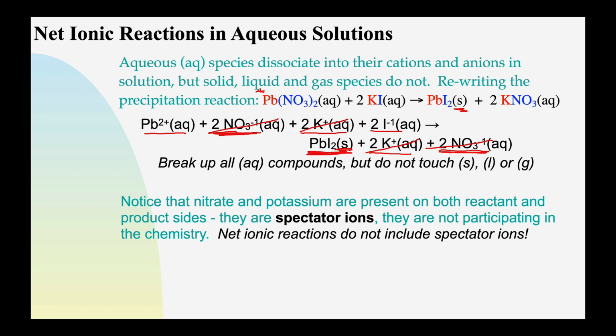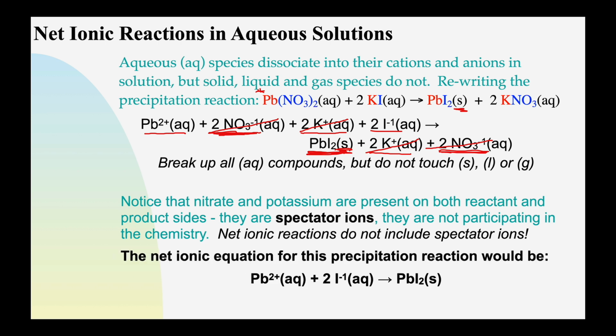Pb2+ aqueous and 2I- aqueous are different than PbI2 solid. So the net ionic equation here would be Pb2+ plus 2I- aqueous, making PbI2 solid. This is the net ionic equation. This is the action of the reaction. This is showing the cool stuff that's happening. K+ and NO3- are not participating here. They're just kind of hanging out.